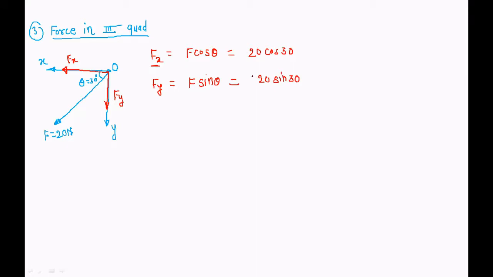Now we have to consider the sign. So for the sign, observe the direction of x component. X component is towards the negative x-axis. So this will become minus. So minus 20 cos theta. And Fy, observe the y component. So y component is towards the negative y direction. Okay. So Fy is minus F sin theta, and that is equal to minus 20 sin 30. Okay. So this is your answer by considering the sign convention.